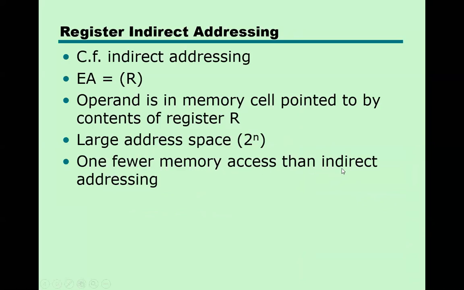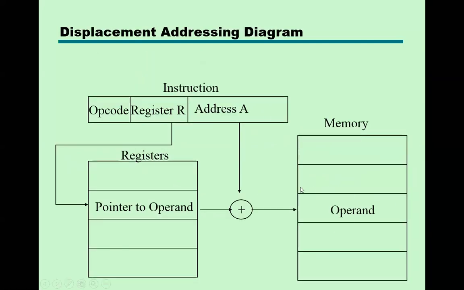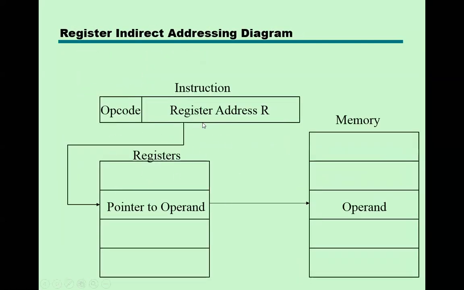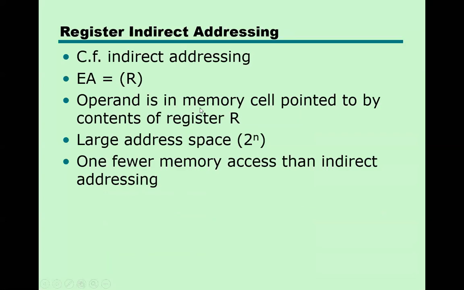It needs one fewer memory access than indirect addressing, but actually this kind of addressing is slower because multiple times you have to access a memory. But compared to the indirect addressing mode, register indirect addressing mode is faster because we know registers are very fast compared to the memory.